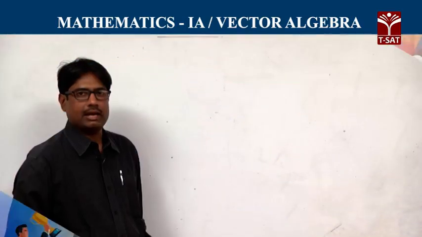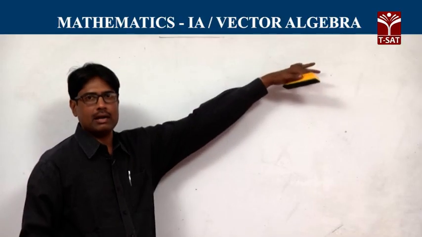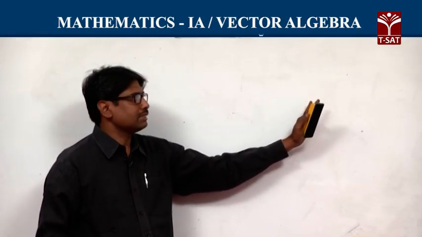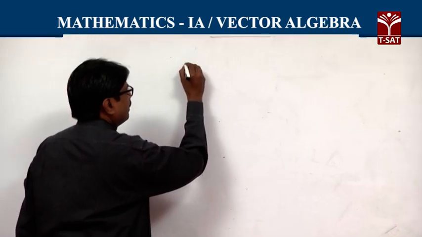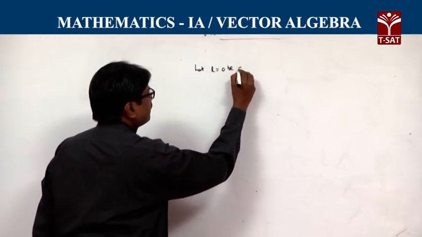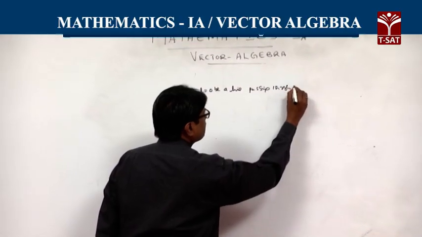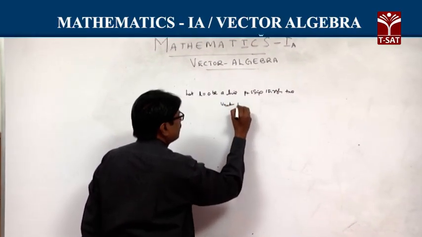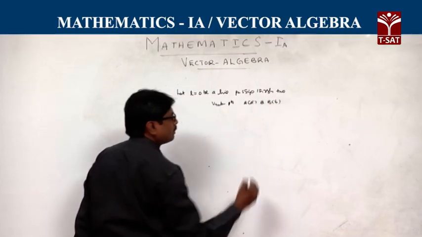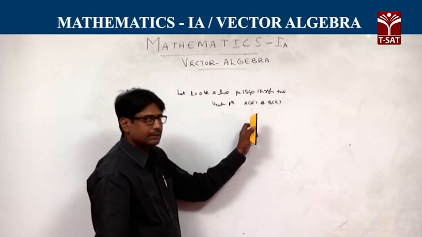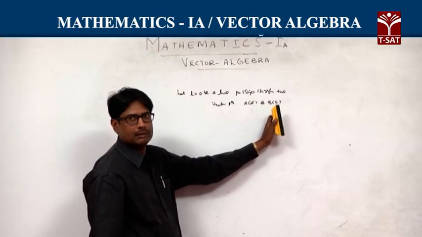The vector equation of the line passing through two vector points. Earlier it was passing through a vector point and parallel to B bar. Now we are finding the line equation passing through two vector points. Consider L equal to 0 be a line passing through two vector points A bar and B bar. The difference is that earlier it was passing through a vector point and parallel to B bar, and now I took a line which is passing through two vector points A bar and B bar.